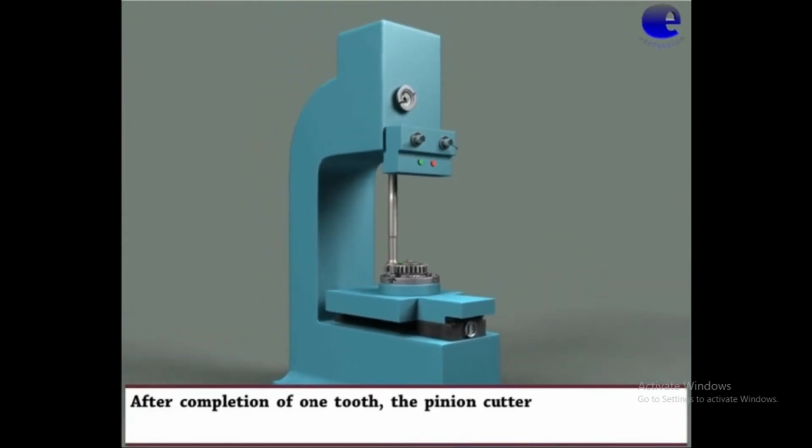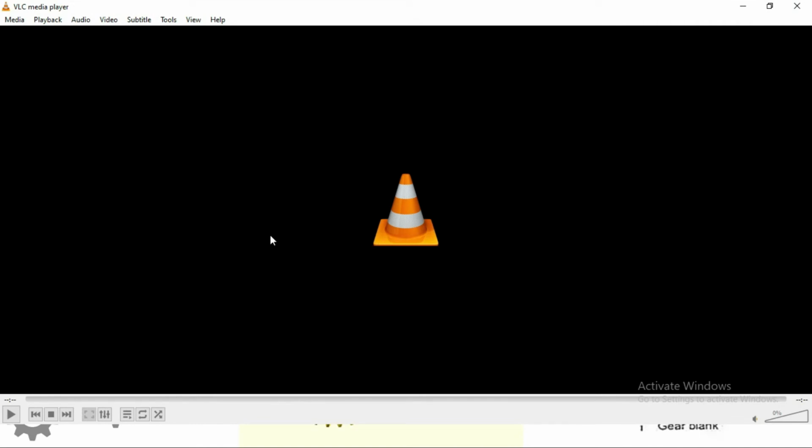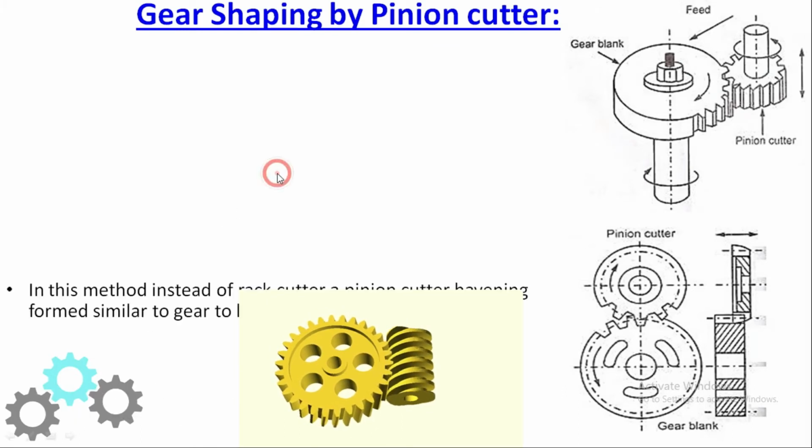After completion of one tooth, the pinion cutter and gear blank are indexed to the next tooth and the same is repeated for the remaining teeth. Means one after another the operation is carried out continuously, and at the end we can easily manufacture the gear with the help of a pinion type cutter in the gear shaping process. We are discussing this over here.